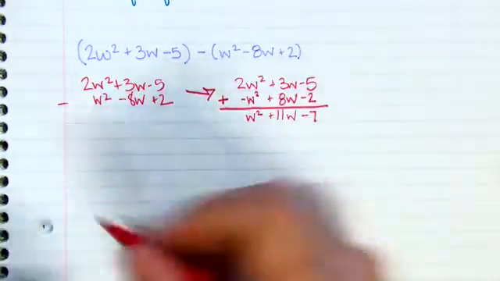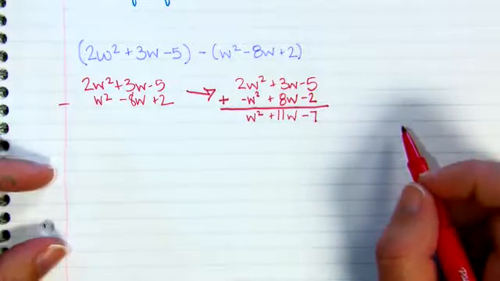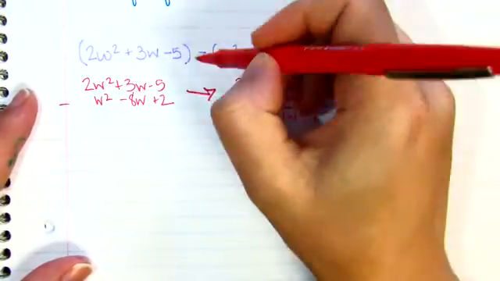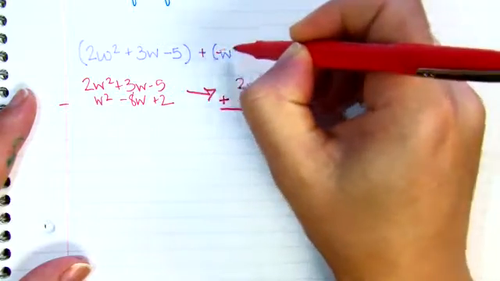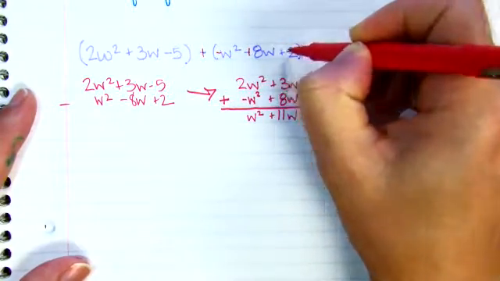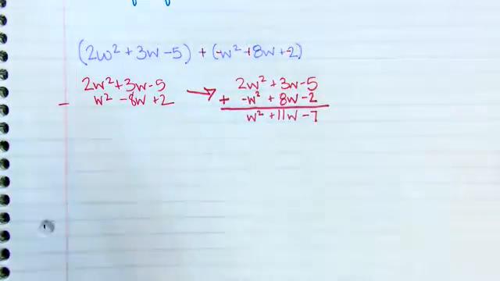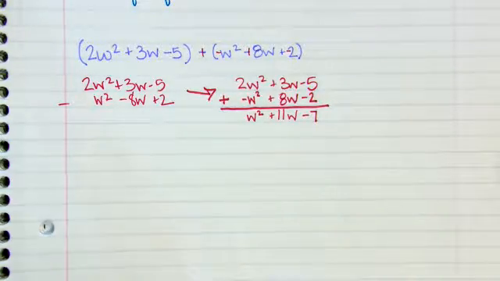And again, I could do this horizontally as well, where I just group the terms together. But again, I would need to make this a negative w squared, a positive 8w, and a negative 2 before I group them. And I should get the exact same answer. Just one more example of this.